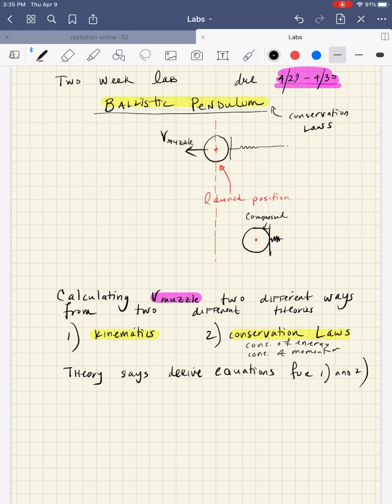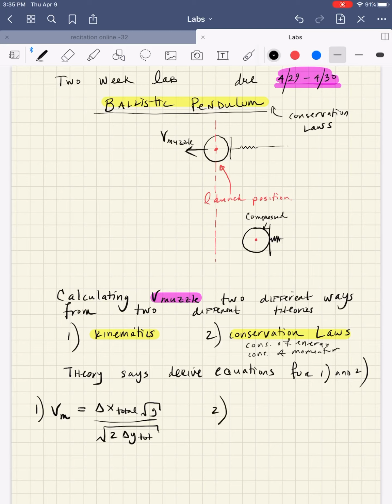But let me first write down the two equations that you're going to be deriving. So from kinematics, you're going to be deriving, and I'll start calling it V sub m for V muzzle, will be equal to delta x total times the square root of g, all divided by the square root of 2 times delta y total. So that will be your first equation.